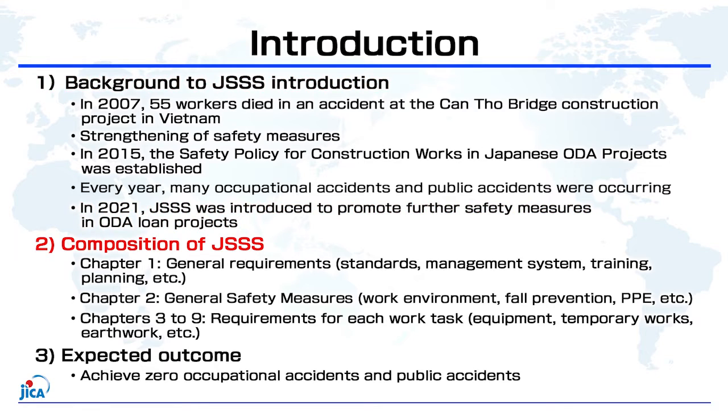JSSS consists of 9 chapters. Chapter 1 defines general safety requirements. Chapter 2, general safety measures. And chapters 3 to 9 define safety requirements for each type of work. JICA strongly wishes for the adoption of JSSS to contribute to zero occupational and public accidents in ODA projects. We would now like to present an overview of JSSS.